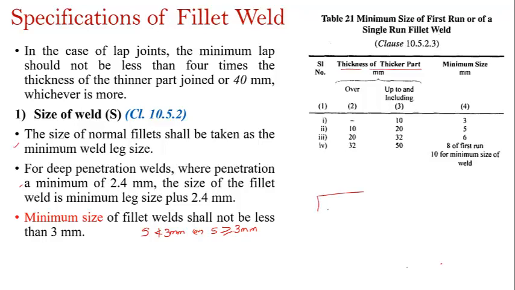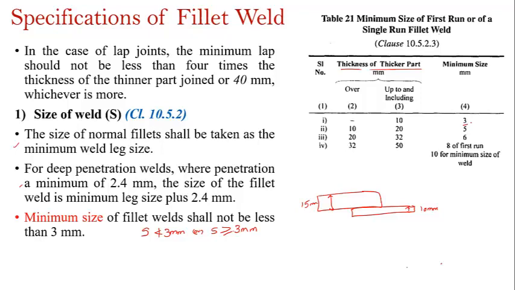Suppose, for example, you have 2 plates. Okay, the first plate is having a thickness of, say for example, 15 mm, and the second plate is having a thickness of 10 mm. Right? So based on the thickness of the plates, you need to provide the minimum size of the weld. Suppose the thickness of the thicker plate is in between 0 to 10 mm, then the minimum size of the weld is to be 3 mm.